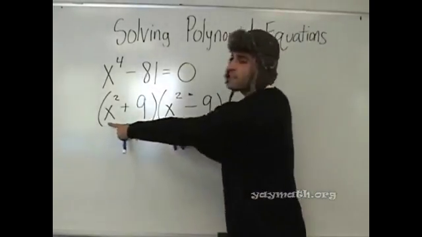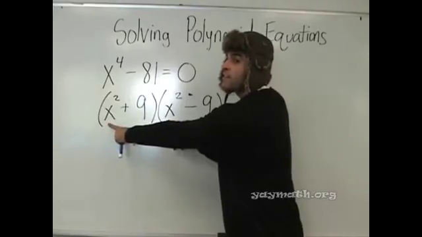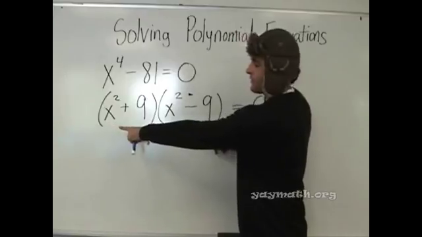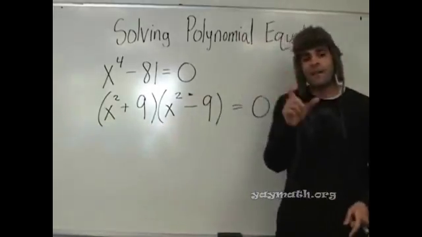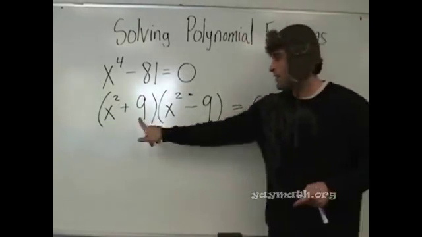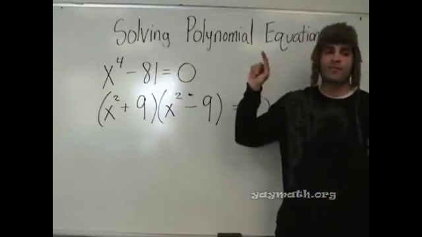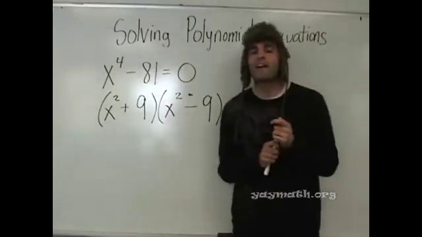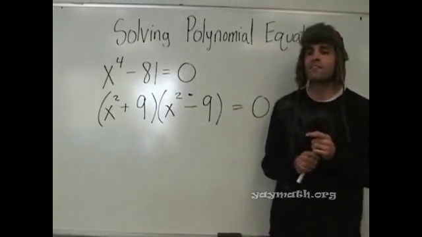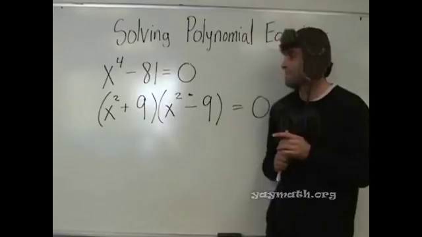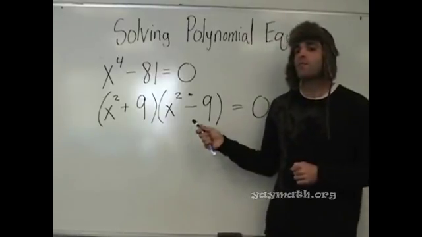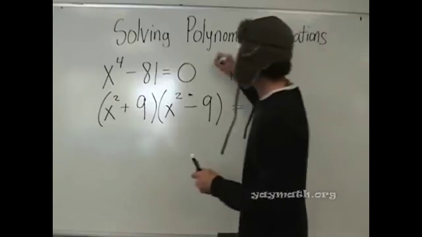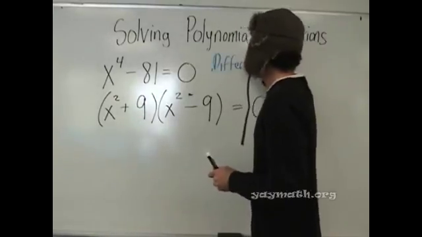Observe. X squared times x squared is x to the 4th, minus 9x squared plus 9x squared, the middle terms are gone. 9 times negative 9 is minus 81. Question. Should we simplify it more? Can this be factored more? Yes, x squared minus 9. When they call it a difference of squares, you can only do the one that's minus.